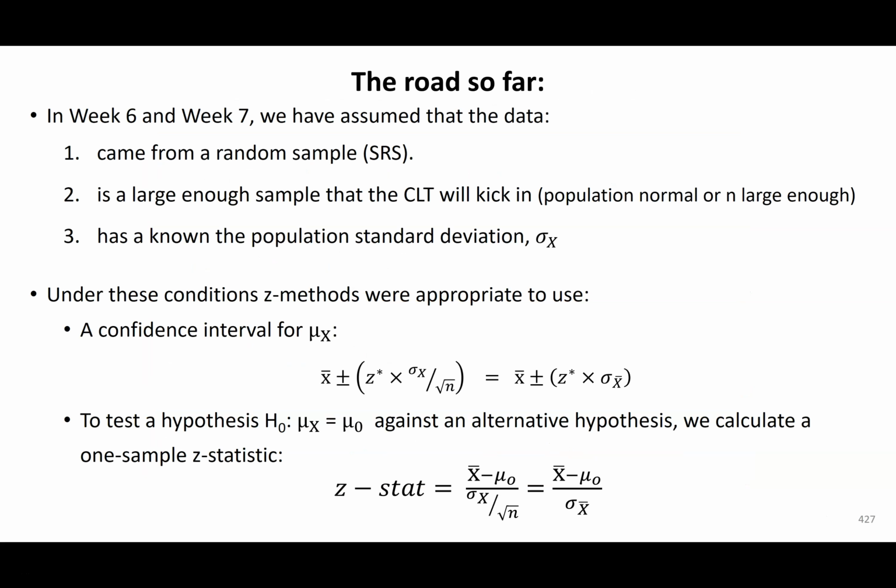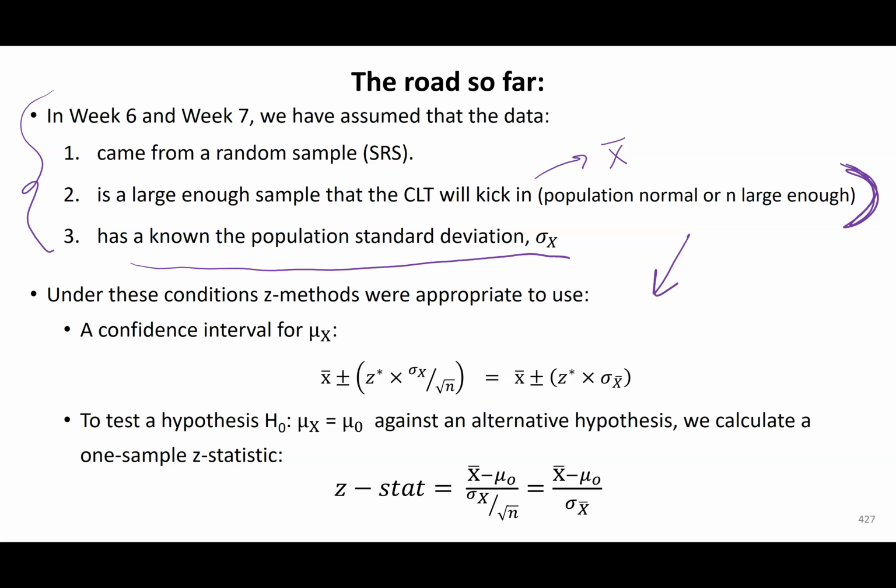So, recap from last week. If we met these conditions: that we had taken a sample that was a random sample and was representative of the population it came from, that it was a large enough sample that we could expect the central limit theorem to kick in for the distribution of x bar, and we know the population standard deviation, so this might come from previous studies. A lot of times people will go, okay, this is what we've used in the past and it's worked. So given we know all three of those conditions are met, we can proceed to use these z-methods.